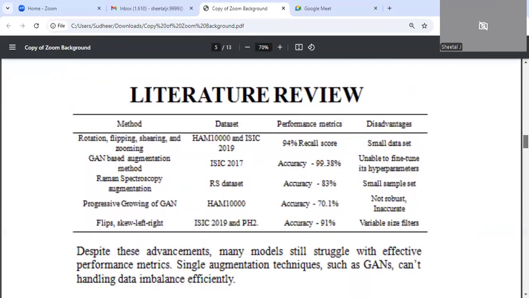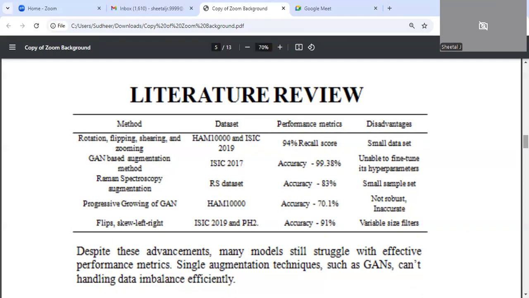Now coming to the literature review. Though several techniques have been considered in research, they are not applicable to the diseases considered here. All of the researchers are mainly applying them to melanoma. They also face some drawbacks. Rotation, flipping, shearing and zooming were adopted by some researchers, but the disadvantage is that they considered very few data sets. In another technique, GAN based augmentation, hyperparameters were not chosen properly.